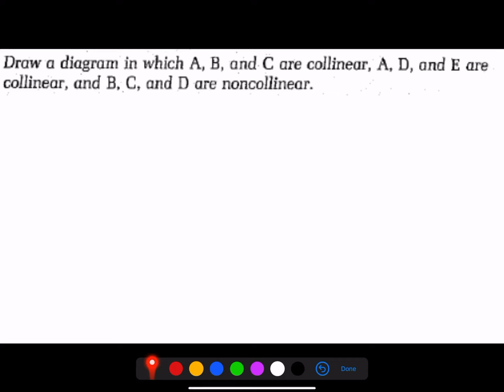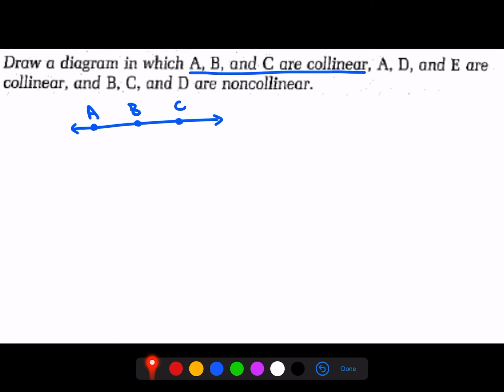All right, now we're going to draw a diagram in which A, B, and C are collinear, A, D, and E are collinear, and B, C, and D are non-collinear. So I go ahead and I start this off by just drawing my first 3 points that are collinear, A, B, and C. They all lie on the same line.